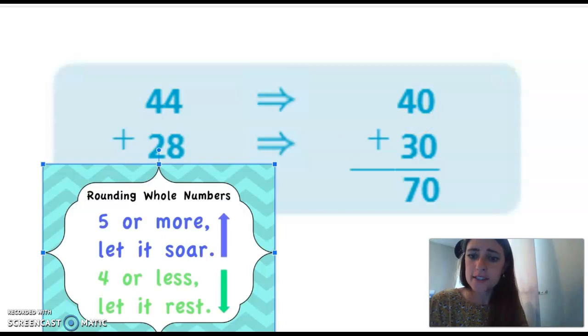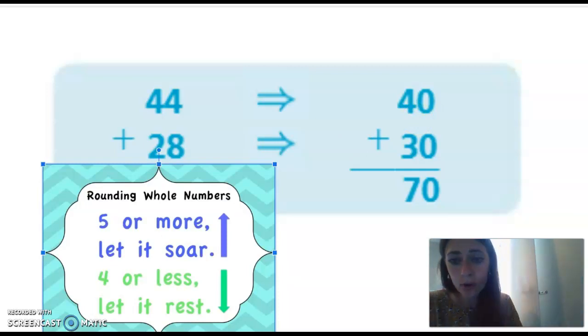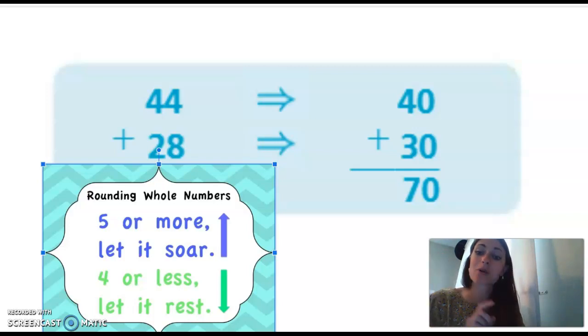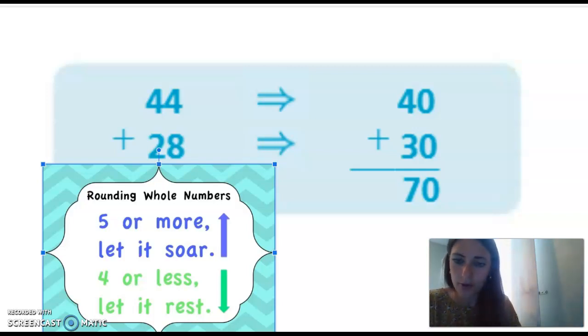Okay, so here's a little saying to help you know if you're supposed to round up or round down. Okay, so 5 or more, let it soar. That means you are rounding up. Okay, 4 or less, let it rest. So you're going to round down. Okay, so soar is you're going up, you're rounding up. Okay, if you're letting it rest, you're not going to change the number that's in the tens place value.